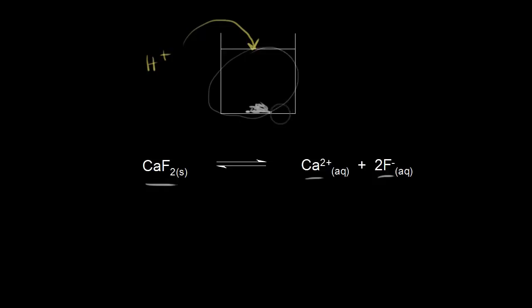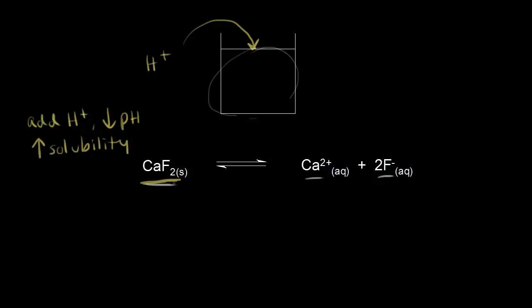Well, we would see some of our calcium fluoride dissolve, and let's say we add enough acid to completely dissolve our calcium fluoride. So what happened here? We added acid, we added H+, therefore we decreased the pH, and we saw our calcium fluoride dissolve. So we increased the solubility of our slightly soluble compound calcium fluoride. So let's see if we can figure out what happened.